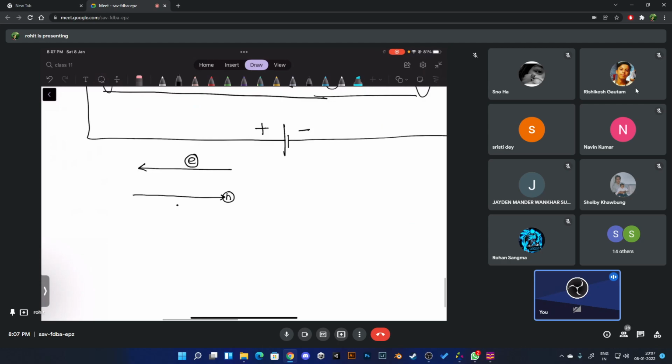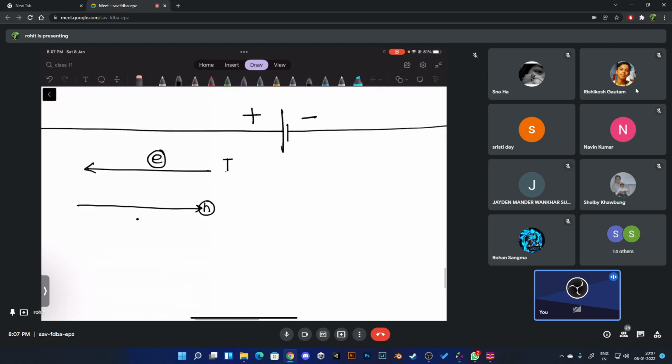So if the electrons are moving to the left, tell me, we get current due to electrons or not? Yes, sir. Where do we get current? Tell me, to the left or the right? To the right. If electrons move to the left, we get current due to electrons to the right. Okay. Where are the holes moving? Tell me, left or right? Right.